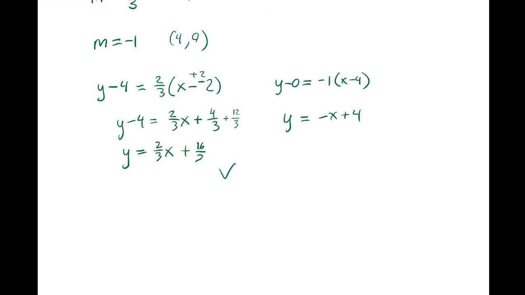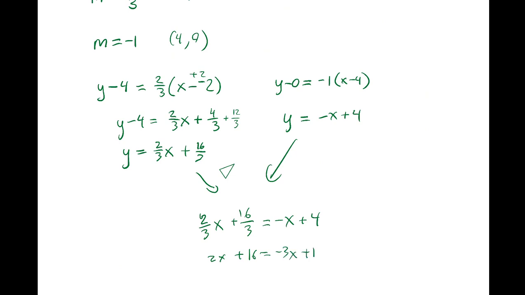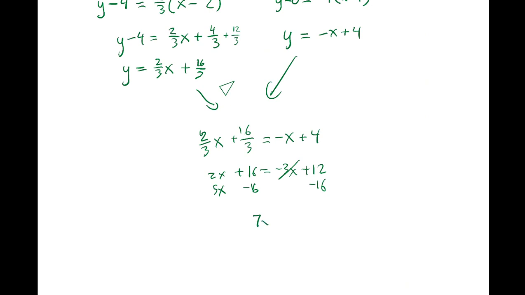And now we get a system of equations. Where do these two lines intersect? We get 2/3 x plus 16/3 equals negative x plus 4. Multiplying by 3, 2x plus 16 is negative 3x plus 12. Adding the 3x, we get 5x here. Subtracting the 16, we get a negative 4. So we get 7x equals negative 4. X is negative 4/7. I almost wrote thirds.